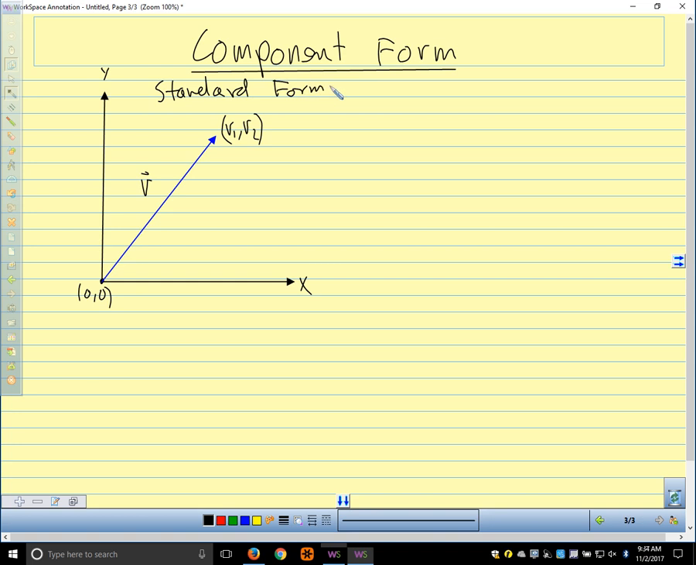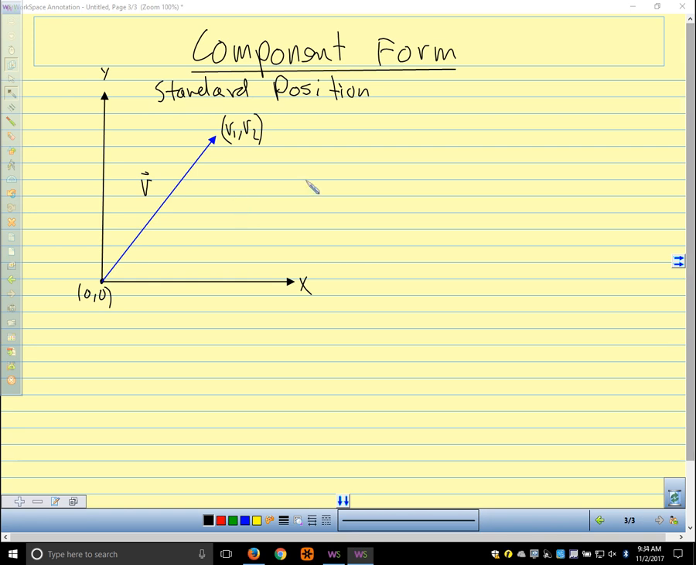Just like an angle, when our angle was at the origin, and our angle was from the positive x-axis, that angle was in standard position. This is in standard position. Sorry, did I say standard form? Standard position.